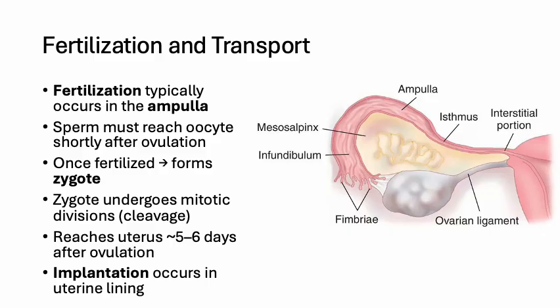This trip takes several days, during which the early embryo transforms into the blastocyst. When it reaches the uterus, typically around day 5 or 6, it begins the process of implantation into the uterine lining. This marks the start of pregnancy, assuming all conditions are favorable.